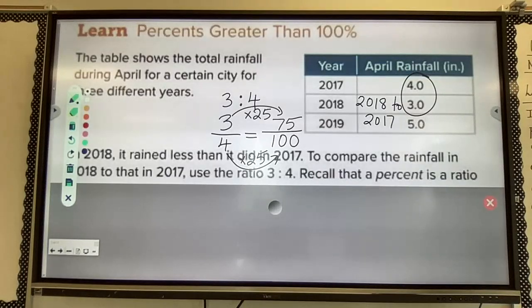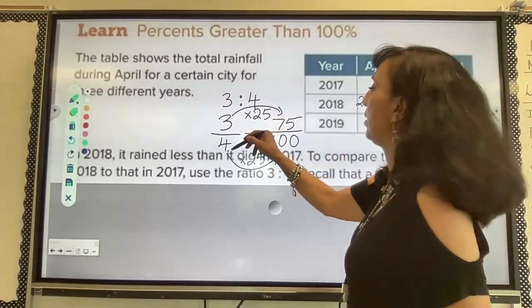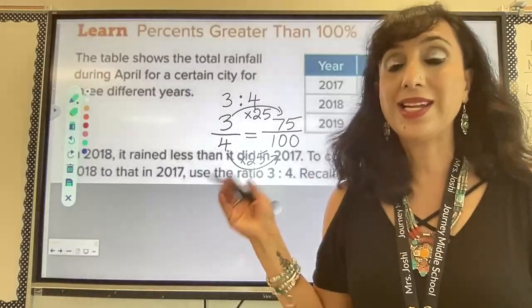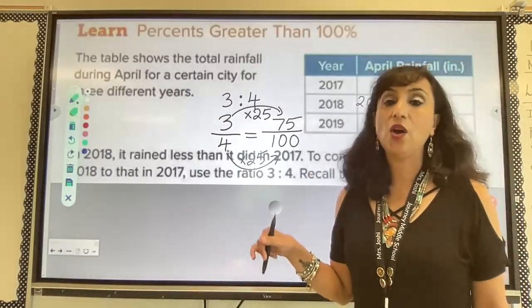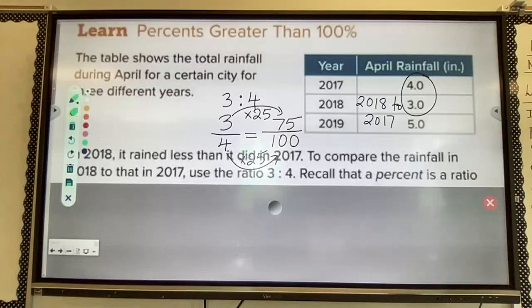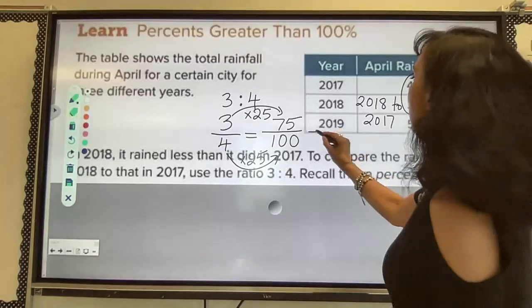If the number is being compared to 100, which is less than 100, then the percent is going to be less than 100. If the numerator is less, the part is less than the whole, then yes, your percent is going to be less than 100%. And so this is 75%.